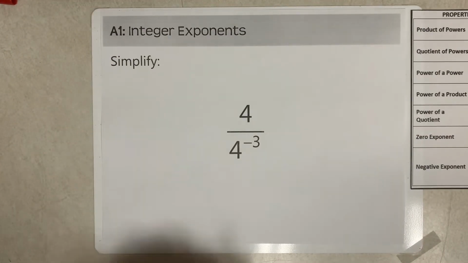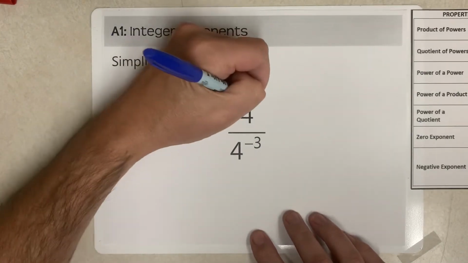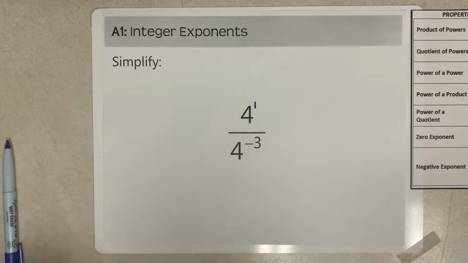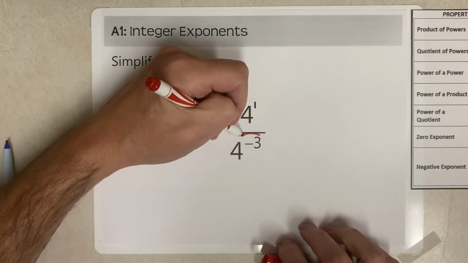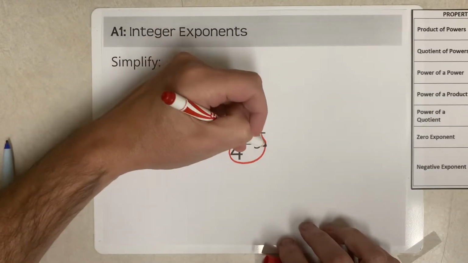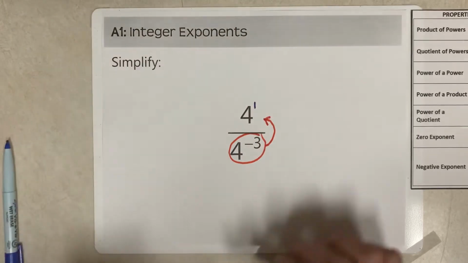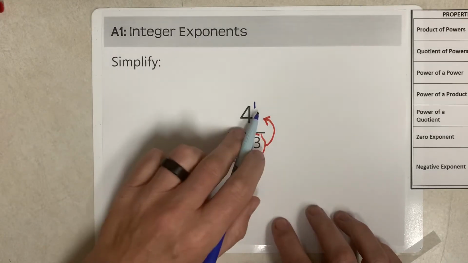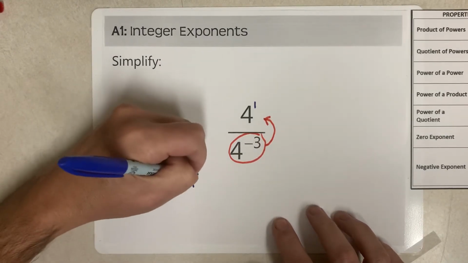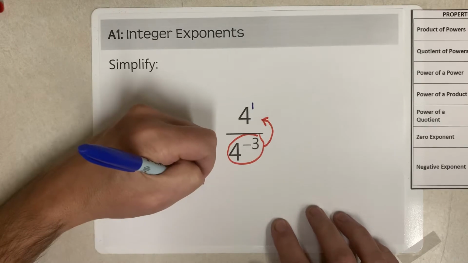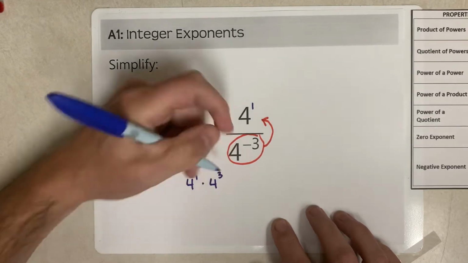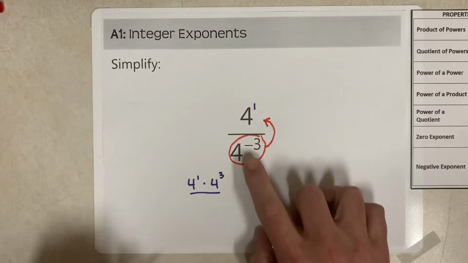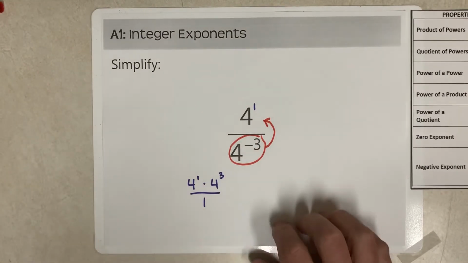All right, here I have something interesting. I have a 4 to the 1st power over 4 to the -3. So what's going to happen here is this 4 to the -3 is going to move up to the numerator. And that 3 is going to become a positive exponent. When this moves, here's what it looks like. The 4 to the 1st power is still there, times the 4 to the 3rd power that just arrived up there and now is positive. So what's left in the denominator? A 1, because everything moved.